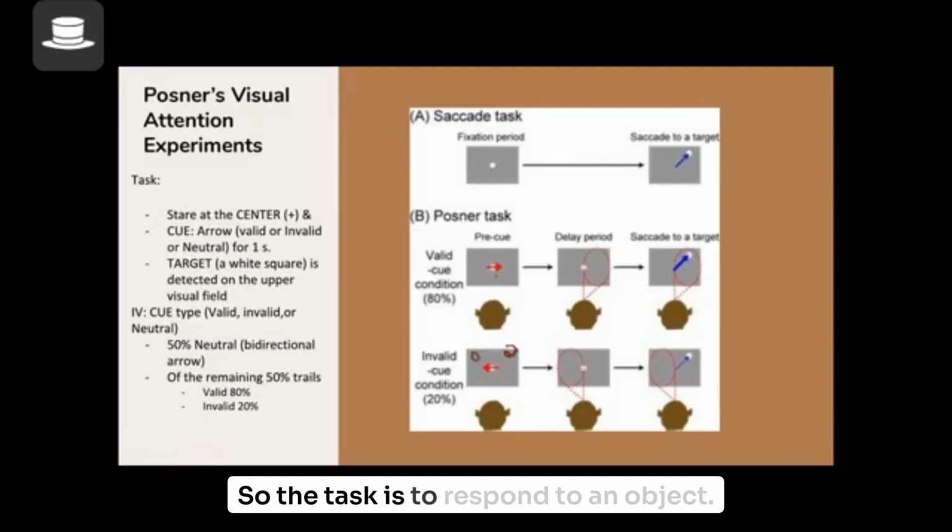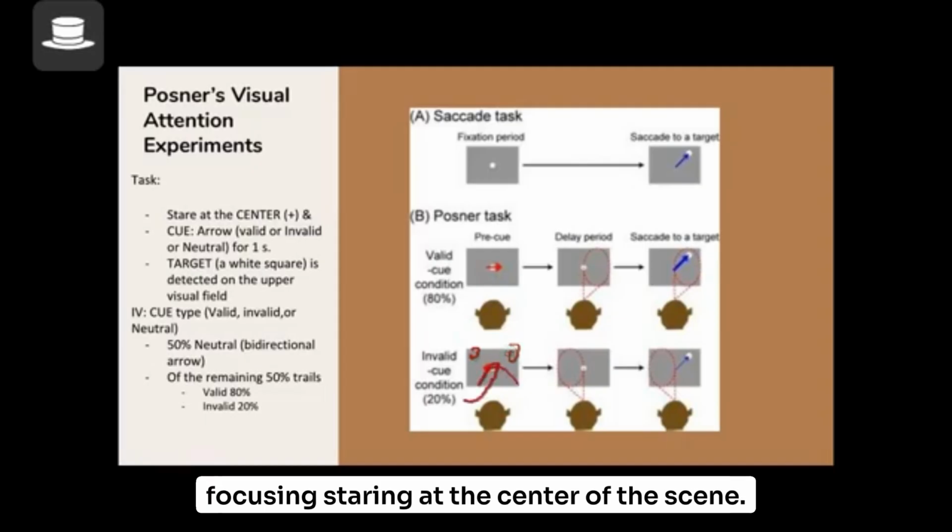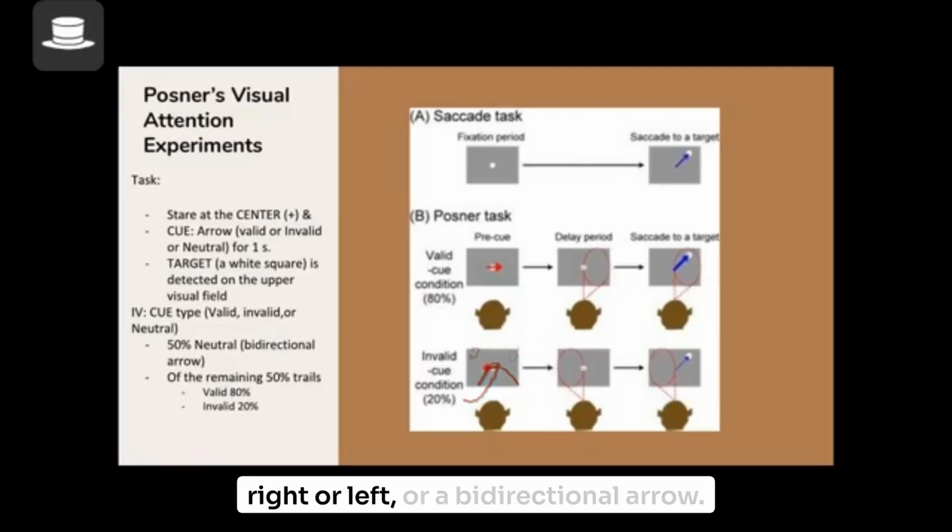So the task is to respond to an object in the visual field while they were staring at the center of the screen. And before the object is presented, they were cued with an arrow that is towards the right or left or a bidirectional arrow. Bidirectional arrow means the object can be on either side. A unidirectional arrow suggests that the object will be on that side.